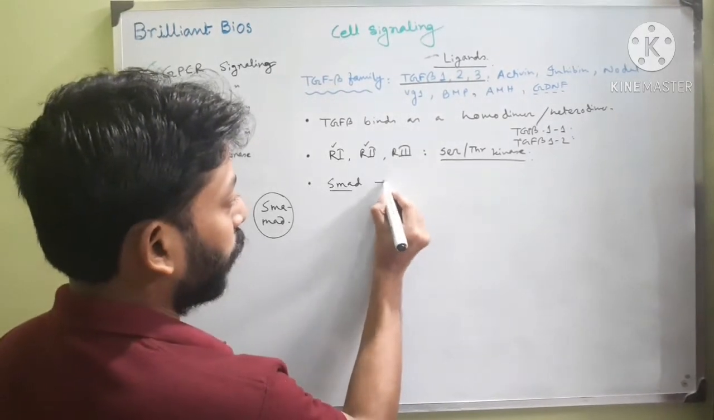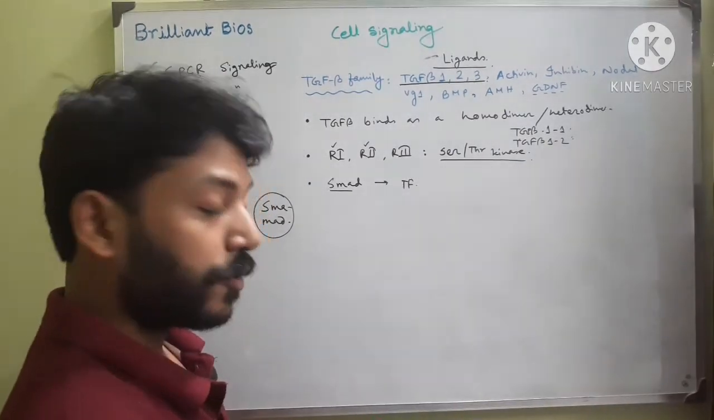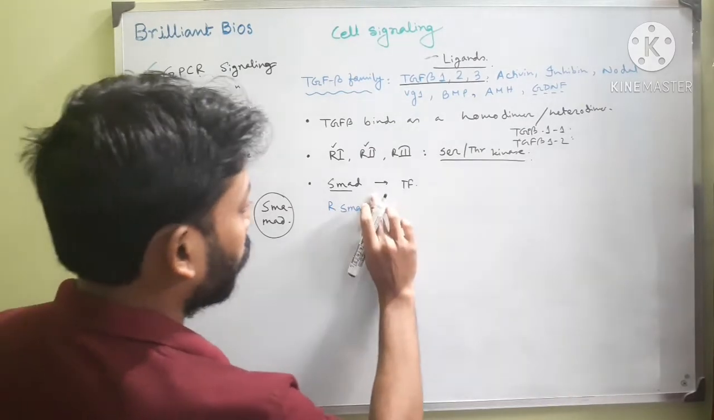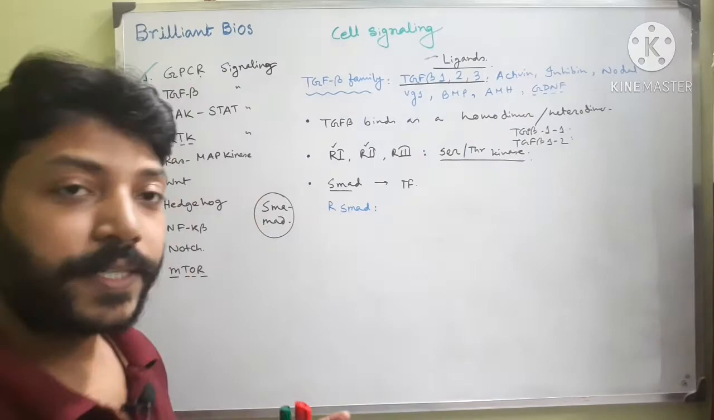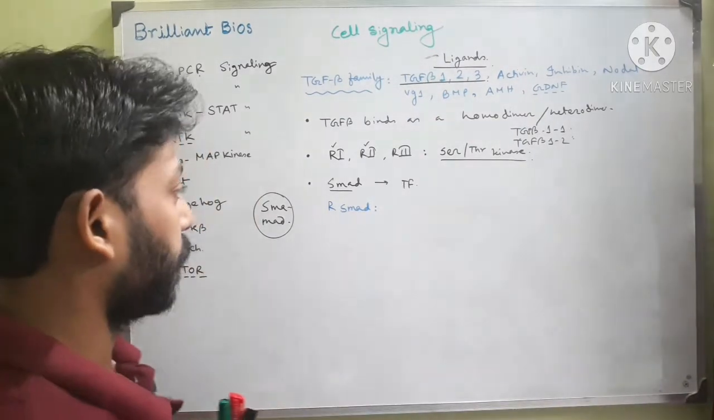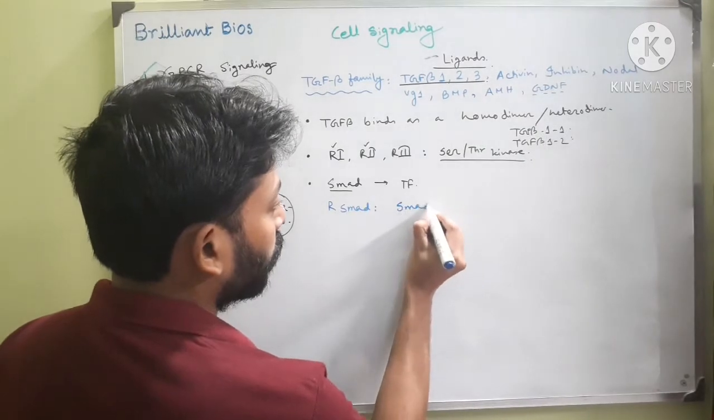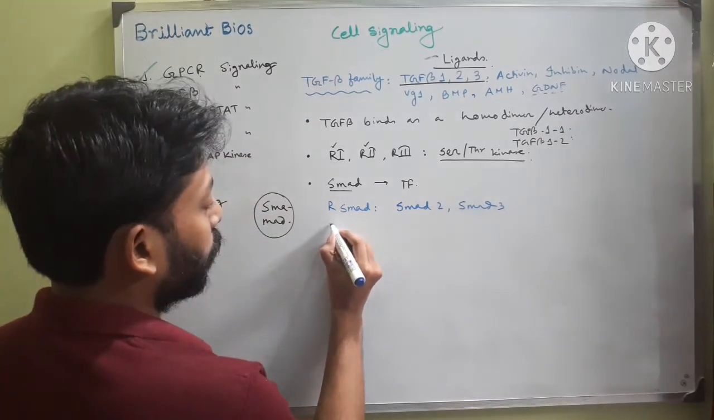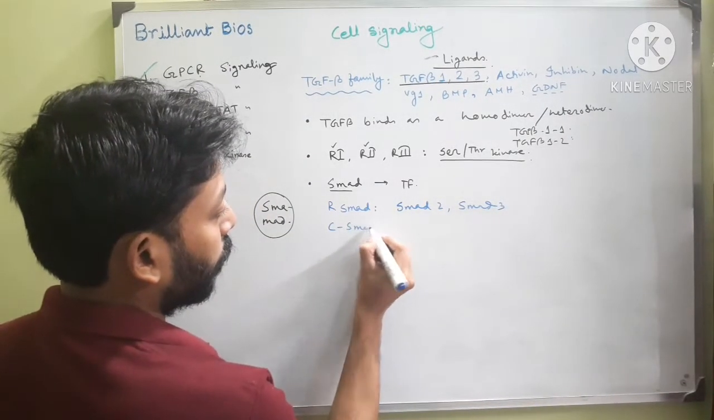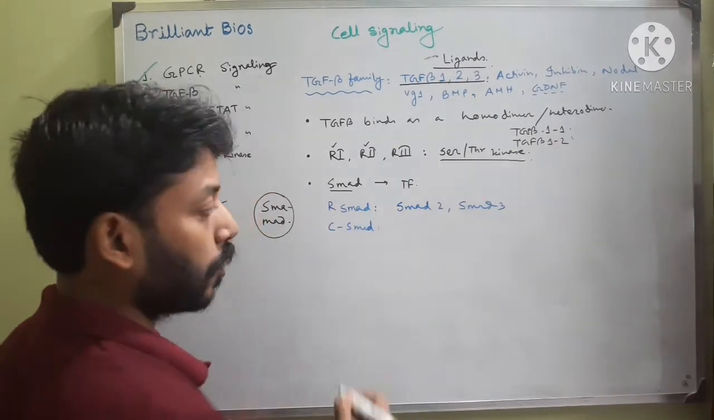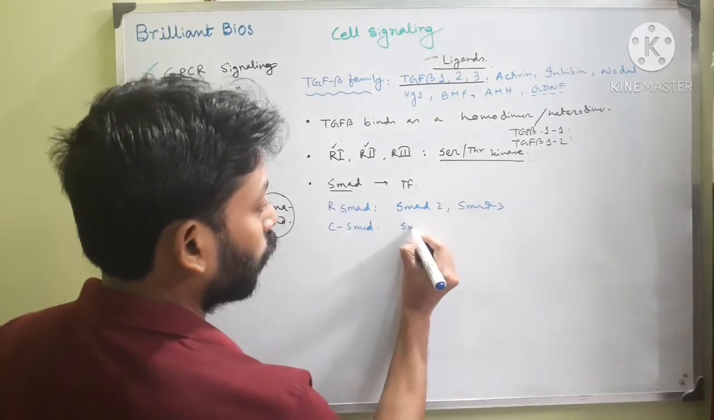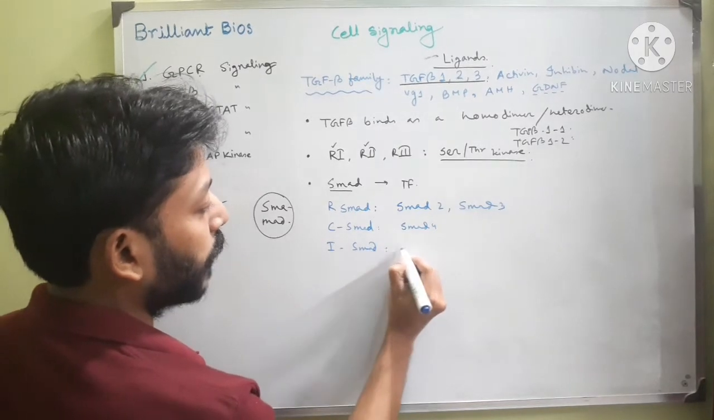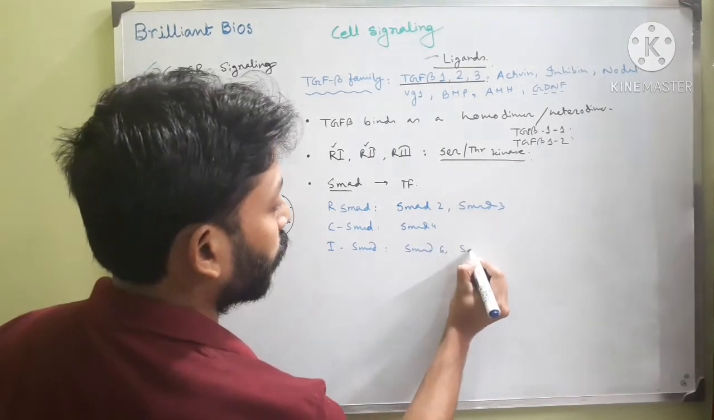Now this SMAD is a transcription factor and SMAD can be of three types. One is called R-SMAD, that means receptor SMAD, which is activated by the receptor. Examples are SMAD 2, SMAD 3. There is co-SMAD, that is called SMAD 4, and another is called I-SMAD. These are the inhibitory SMADs like SMAD 6 and SMAD 7.